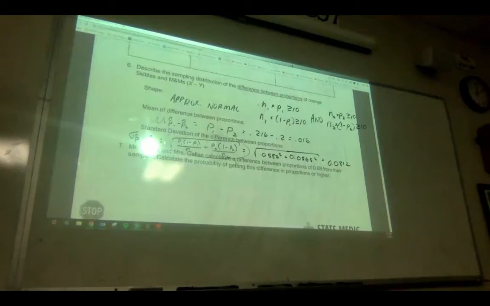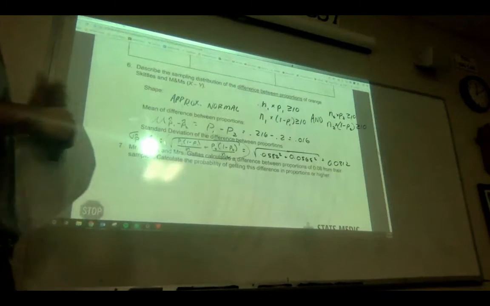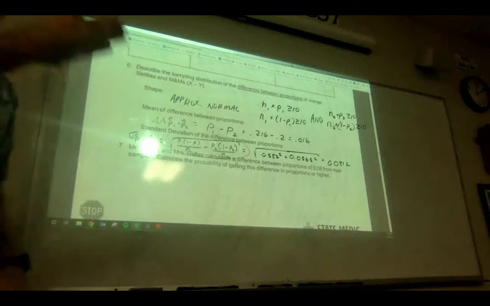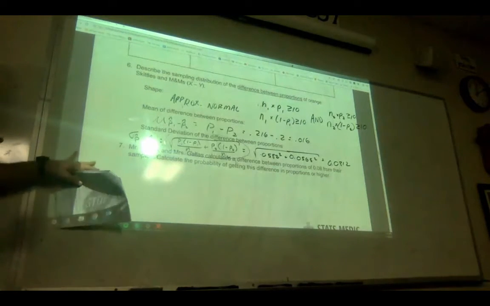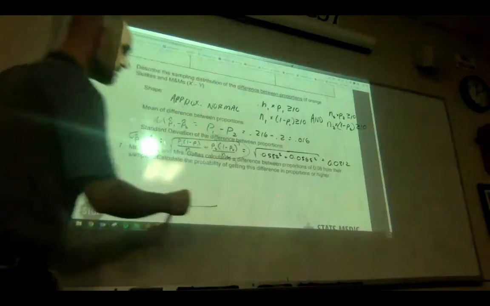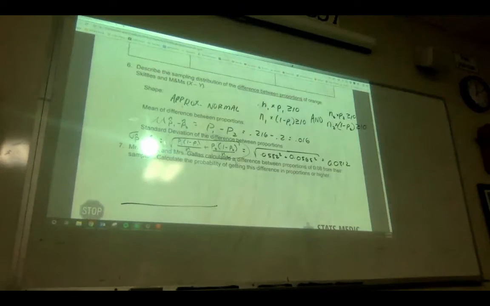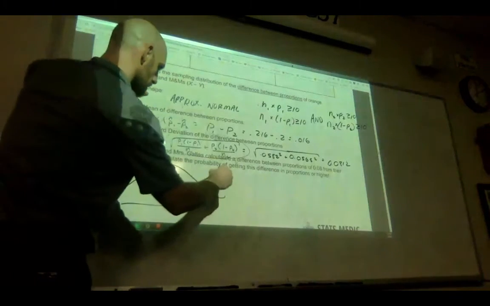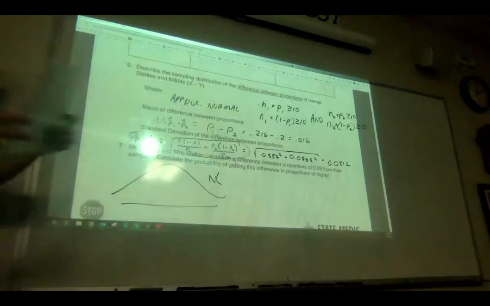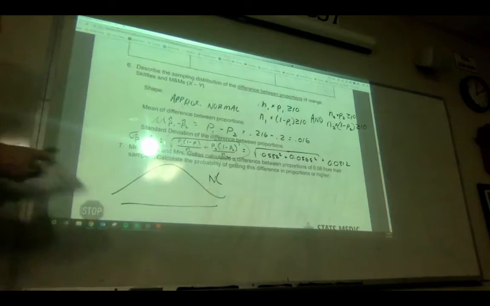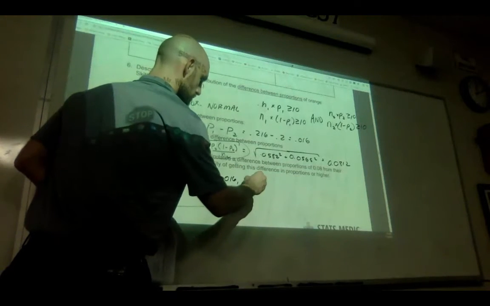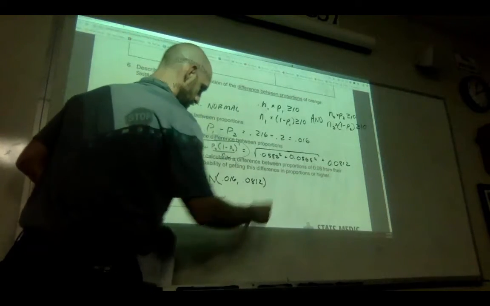So Mr. Wilcox and Ms. Gallus calculated a difference between proportions of 0.08 from their samples. Calculate the probability of getting this difference of proportions or higher. This is just like the last one. And what we know is our sampling distribution of differences, what shape does it have? So we can sketch it approximately normal, and we're going to label it approximately normal. And what is our mean and standard deviation? Well, we calculated those: 0.016, and our standard deviation was 0.0812.